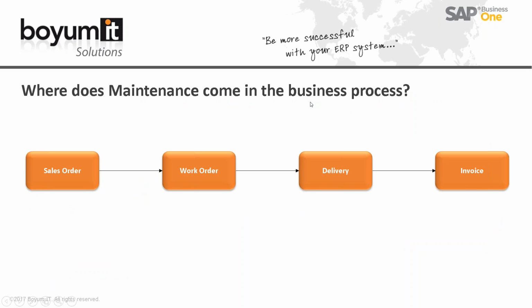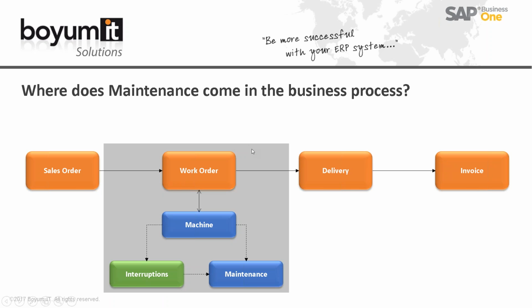Now, where does the maintenance come into the process? When we talk about manufacturing, one of the principal assets that we have are the workstations that are in the work order. First, we have the sales order that is made by a client. He needs some items. Then if we don't have the inventory available, we make work orders, produce them, and then we deliver to the client, and after that we invoice them. So our main process for the maintenance is going to be here.